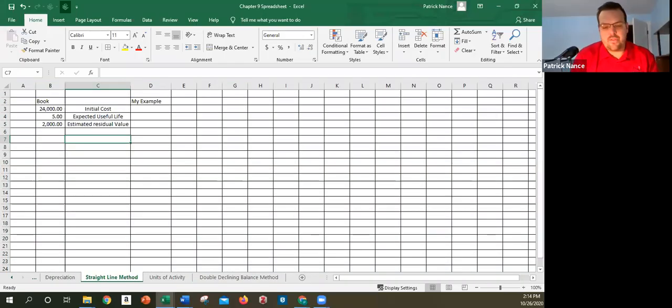Okay, so let's talk about the straight line method. The straight line method, kind of like it sounds, is a method that we use to evenly depreciate the fixed asset over time. But remember, we only depreciate its depreciable cost in the first place.